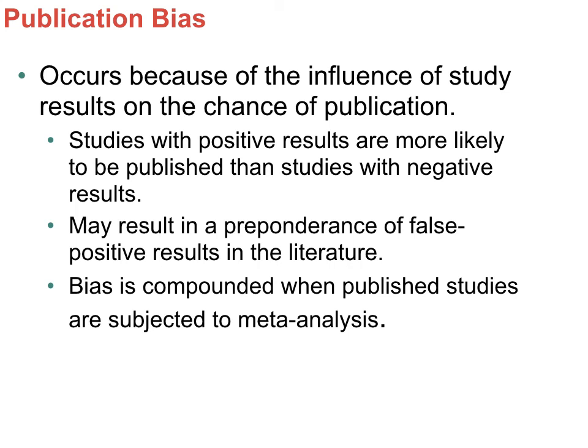So the last bias that I'm actually going to talk about, which is also another bias that was stressed in epi classes, just like selection bias to me, was publication bias. This occurs because of the influence of study results on the chance of publication. Studies with positive results are more likely to be published than studies with negative results, and may result in a preponderance of false positive results in the literature, which is a big issue.